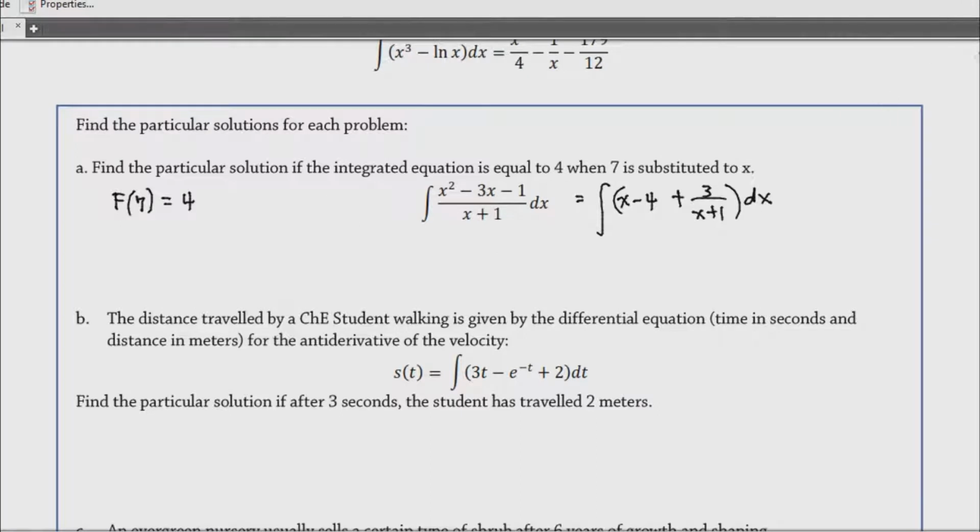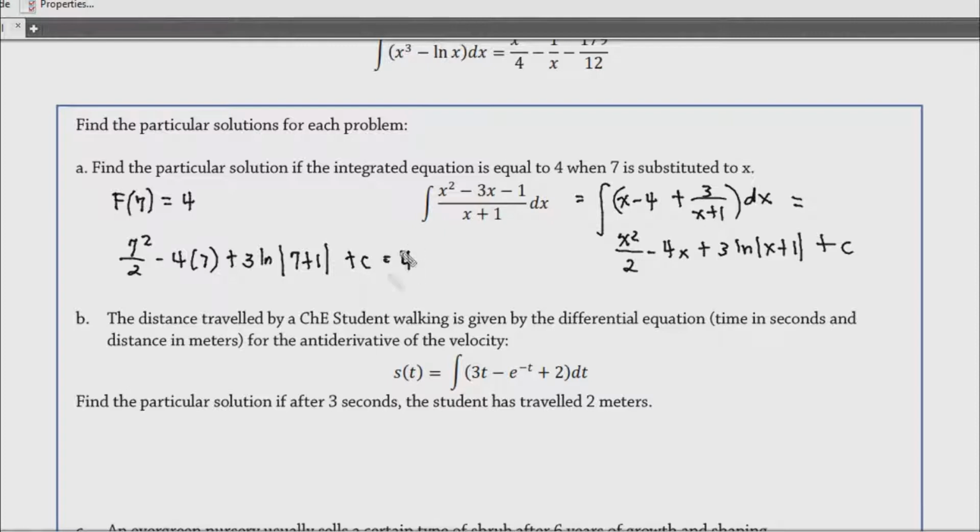So the antiderivative of the first term would be x squared over 2 minus 4x plus 3 ln of x plus 1, plus c. Okay, so this is the indefinite integral of this expression, and then if you try to substitute the value of 7, the answer should be 4. So that is 7 squared over 2 minus 4 times 7 plus 3 ln of 7 plus 1 plus c is equal to 4. So therefore, you can now find the value of c. Now, just using your calculator, you can determine the value of c.